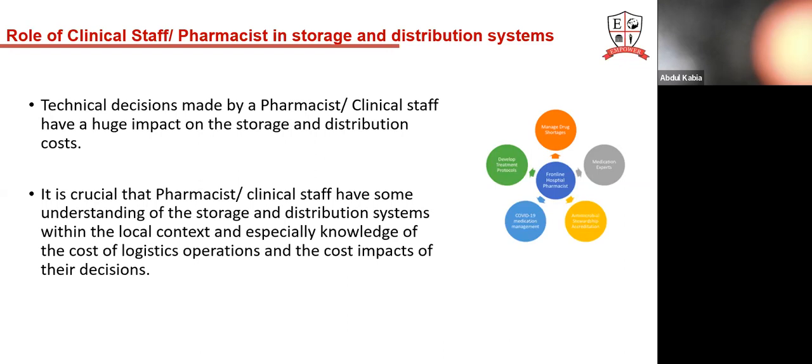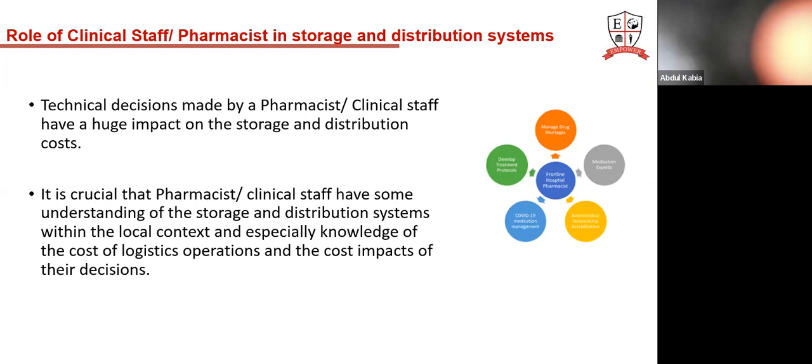Commodities should not expire in your warehouses. There are critical decisions you make. How should I take these items? We are not using these items. Should I report them back? Reverse logistics component of the items. So it is very critical as a pharmacist or a clinician who is in charge of medical commodities to know that the storage and distribution of these commodities is critical.